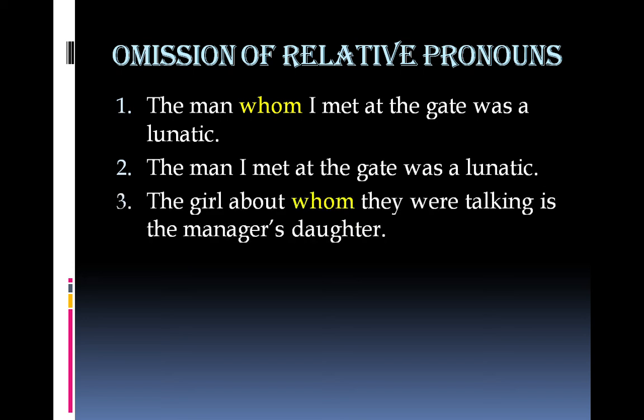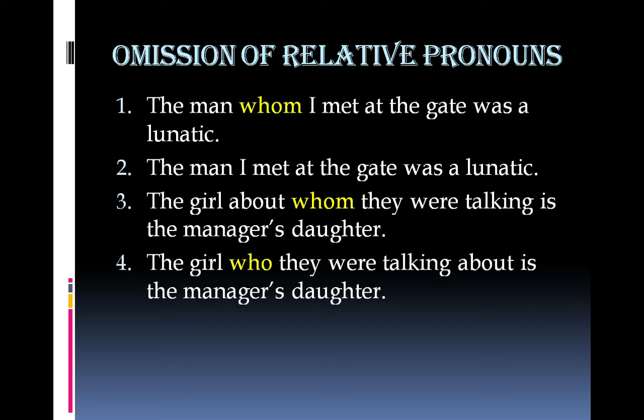The girl about whom they were talking is the manager's daughter. The girl is the manager's daughter is the main clause. About whom they were talking, relative clause. Whom is the relative pronoun, and it's the object of preposition about here within its own clause. Here is another way of saying the same thing.